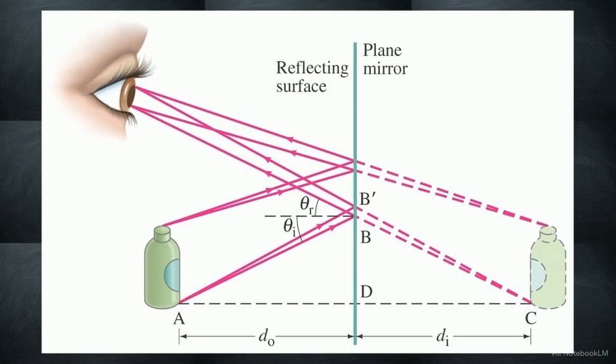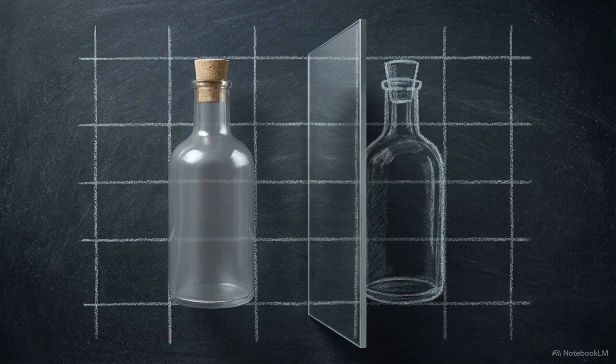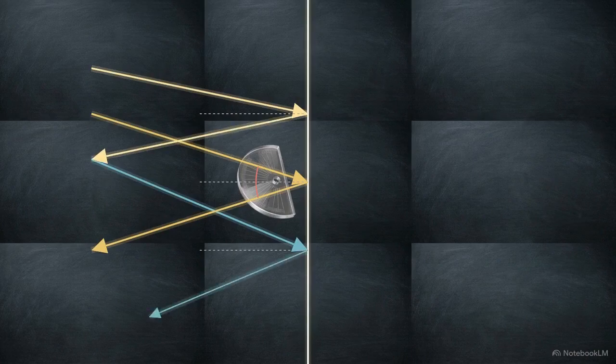Because the angle of reflection equals the angle of incidence, the physical distance from the object to the mirror exactly matches the virtual image distance. The depth you see in a flat mirror is just symmetry at work. If a flat surface creates a perfectly symmetrical illusion, what happens when we bend the geometry?